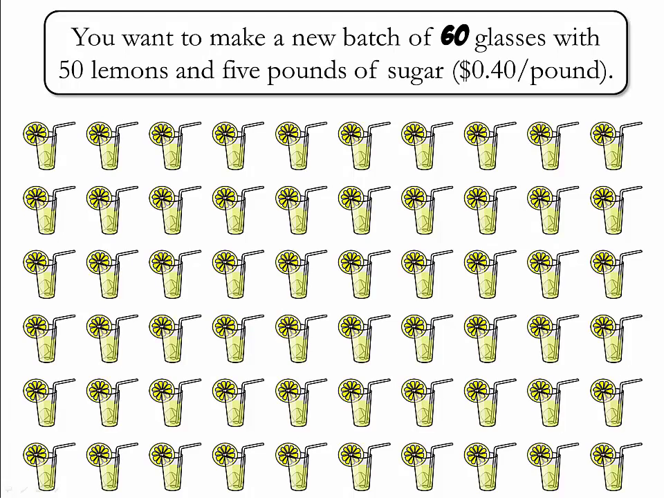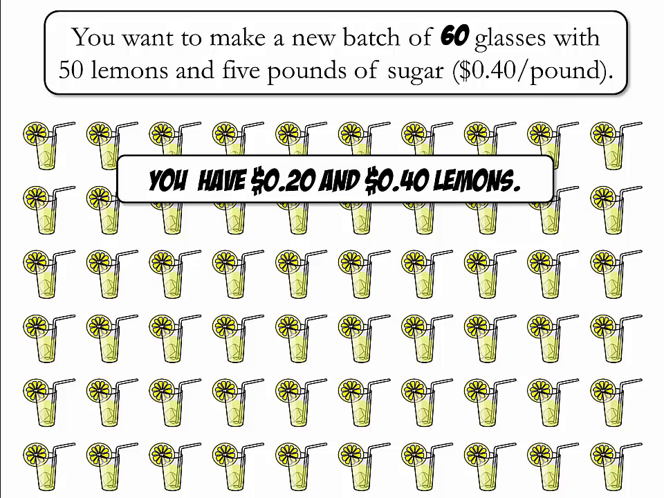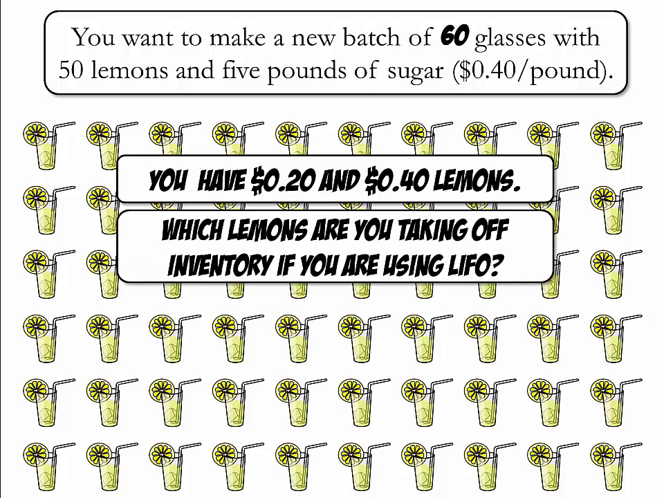You want to make a new batch of 60 glasses of lemonade with 50 lemons and 5 pounds of sugar. The 5 pounds of sugar in inventory were purchased at 40 cents per pound. But you have 20 cent and 40 cent lemons. Which lemons are you going to take off inventory if you are using LIFO?